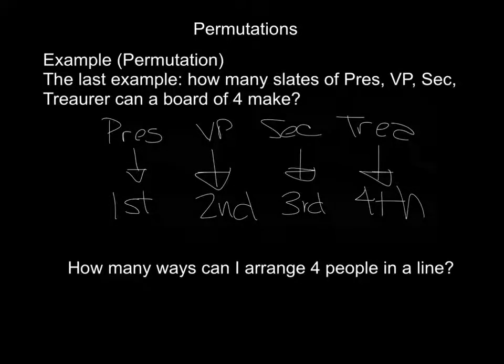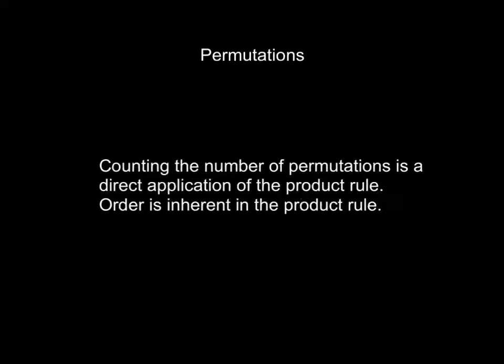In other words, these 2 questions, how many ways of making a slate of president, vice president, secretary, and treasurer, is the same question as how many ways can I arrange 4 people in a line. Again, instead of the role of president, we're looking at the role of first person in line. Instead of vice president, second person in line, etc. More to the point, counting the number of permutations is a direct application of the product rule. Order is inherent in the product rule. This is because the product rule assumes a first stage, a second stage, a third stage, etc., and the order of those stages is important.